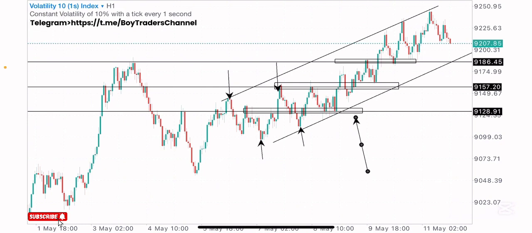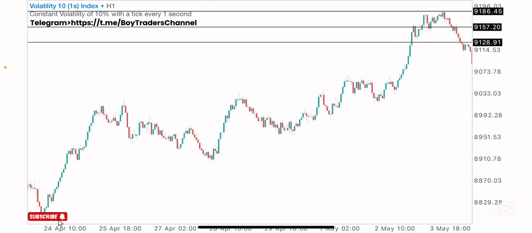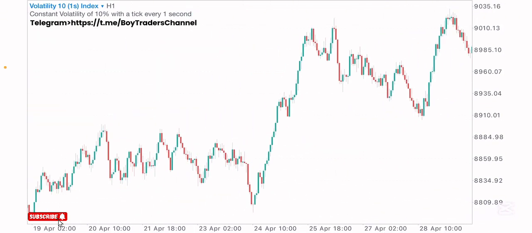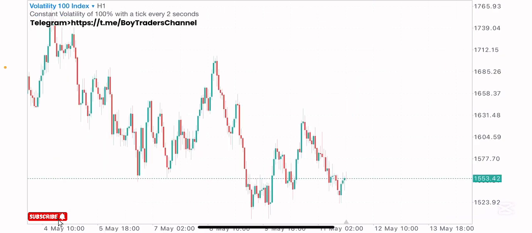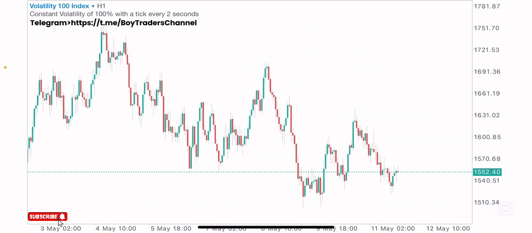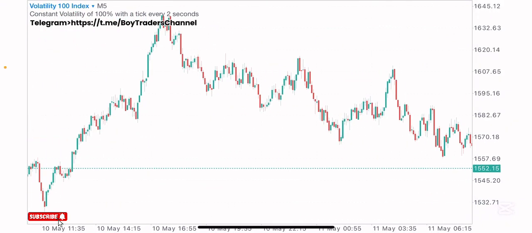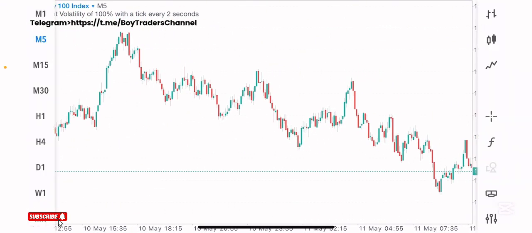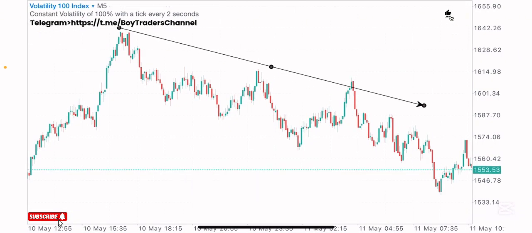Looking out for buy opportunities in an uptrend market and sell opportunities in a downtrend market. So let's proceed to spotting a downtrend market and see how we can look out for sell opportunities in a downtrend market. Let's check a different index, the Volatility 100 index. This is the 1 hour time frame. Let's go to a lower time frame, maybe the 5 minutes time frame. So on this 5 minutes time frame, we've got a bearish trend where price has been creating a series of lower highs and lower lows formation.